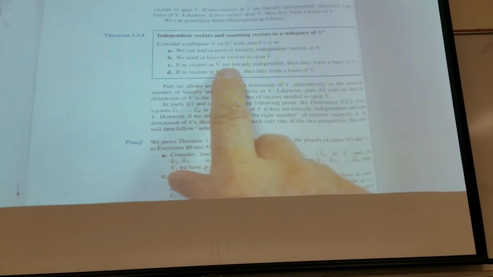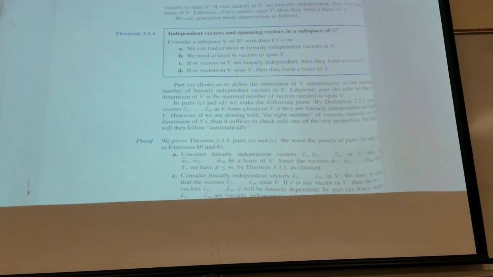B, we need at least m vectors to span this subspace V. How many vectors do you need to span R2? At least 2. Well, you need 2. If 2 span, then you can add some other vectors, right? You can even add the 0 vector. You can add any other vectors. If you have 2 vectors that span R2, then you can add more. But at least you need 2. So that's what they said in the second statement. How about C?